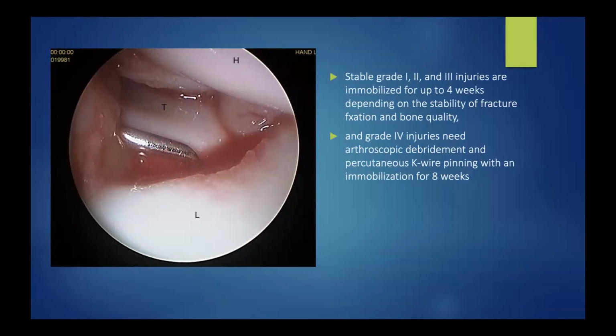So again, these have 4 grades, and grade 1, 2, 3 can be treated by immobilization, and grade 4 injuries need arthroscopic debridement and percutaneous pinning and immobilization for 8 weeks.